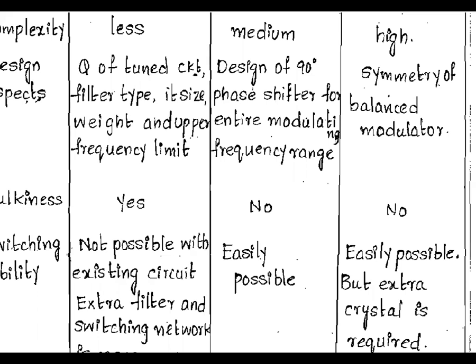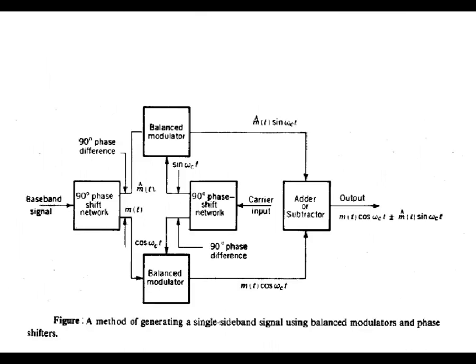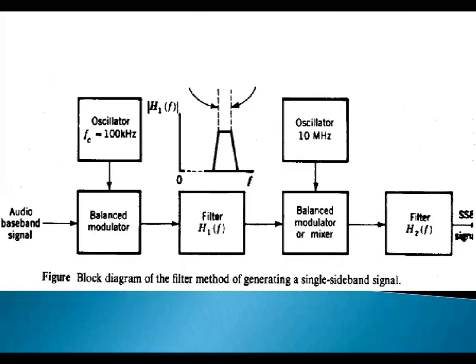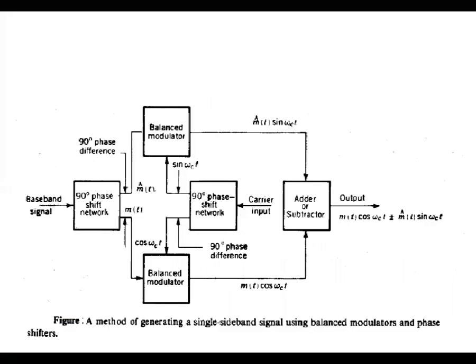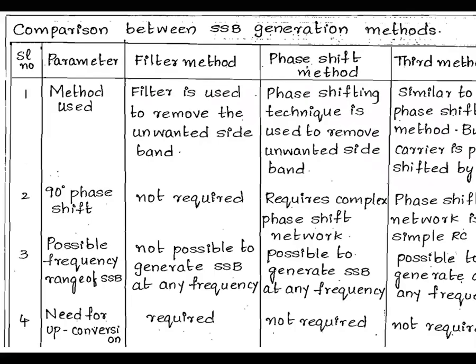There is some possibility to switch over to any type of frequency. So this is the comparison table. Students, please do practice the block diagrams which are available here. That is one of the filter method, phase shift method, and reverse method or third method of generation. There are some parameters to compare all these three methods.